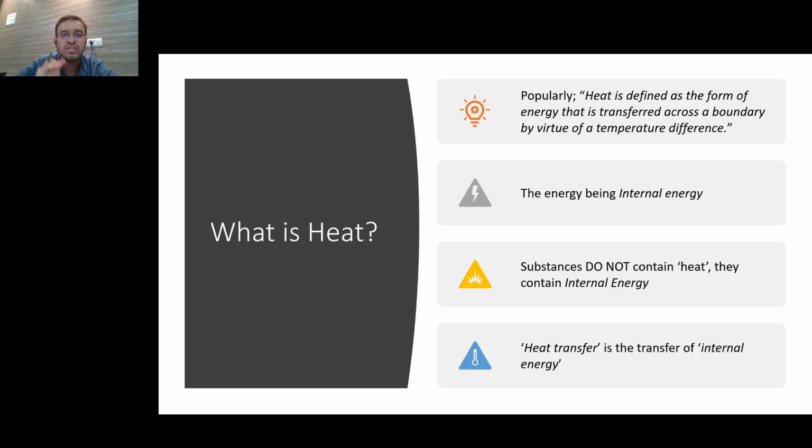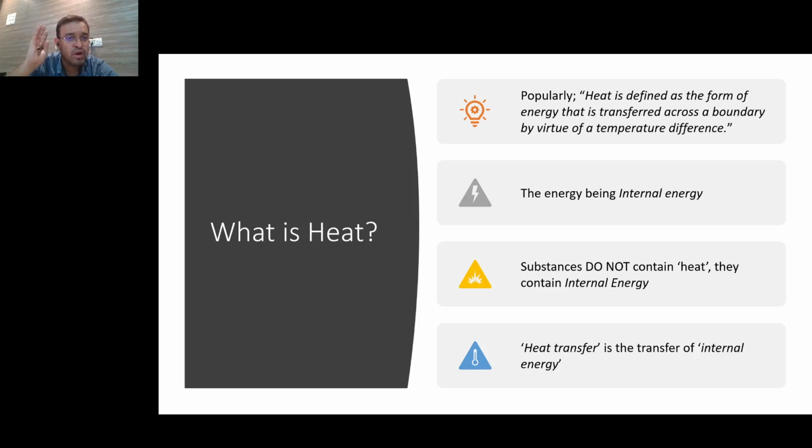So this has to be very, very clear within you. First of all, you have to remember what internal energy is. Internal energy is the sum of all microscopic forms of kinetic, potential, and all sorts of these energies. Once you sum it up, you will come across something called internal energy. And heat is nothing but the transfer of internal energy by virtue of a temperature difference.